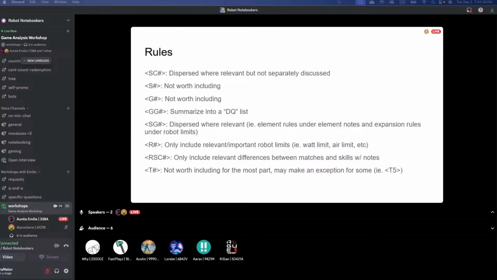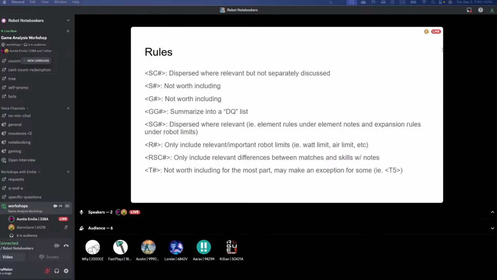So then for rules, I know one of the big things about this is that people don't know which rules to include. So I went through and just pulled out the types of rules and what I would do with treating them. So your SC rules are your scoring rules. I would disperse these where they're relevant, but I wouldn't separate them out. So for example, how blocks are scored could be under the block element section. How you score in the tubes can be under the tube element section or things like that. You don't need to make it its own separate category.